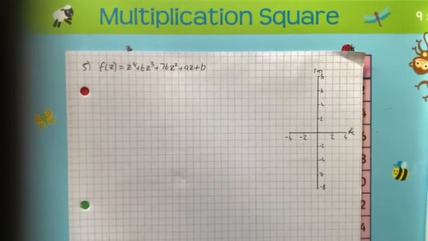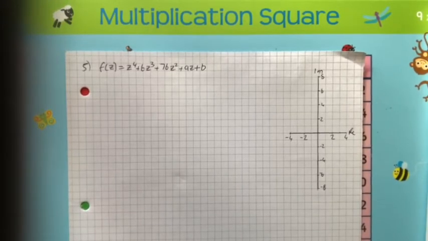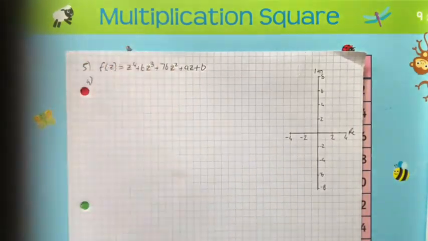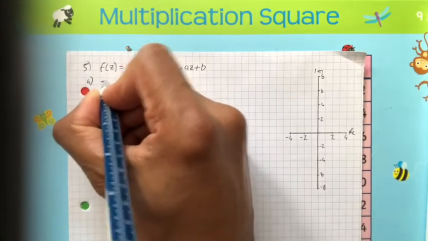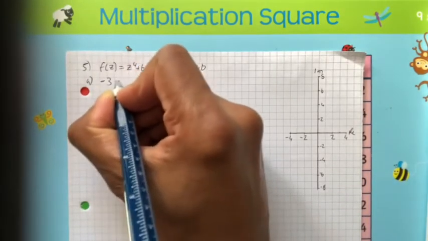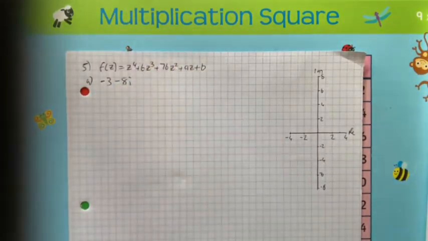Question 5. So f of z is given, where a and b are real constants, and given that minus 3 plus 8i is a complex root of the equation f of z equals 0, write down another complex root. So we just take the conjugate of that, so that will be minus 3 minus 8i. So that will also be a root.